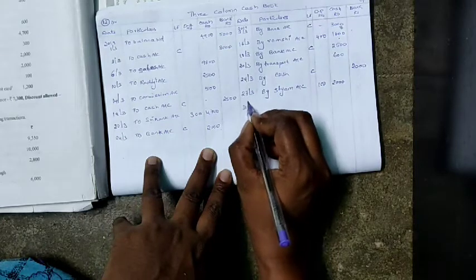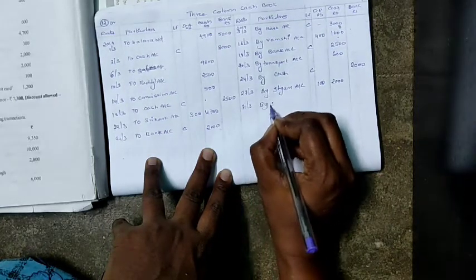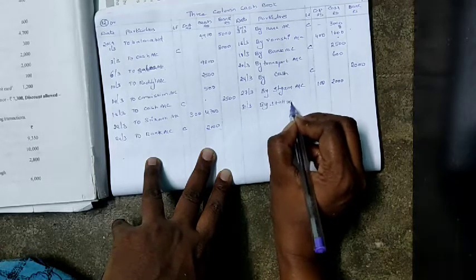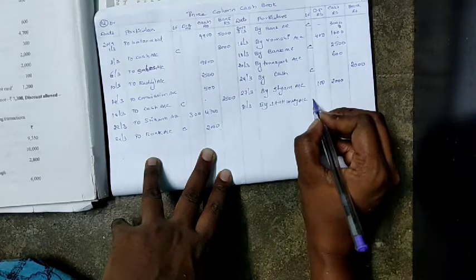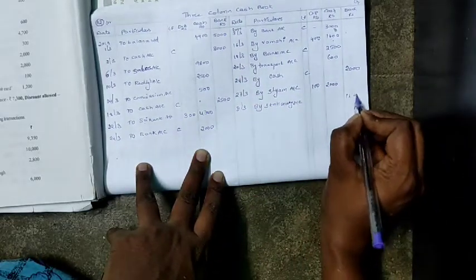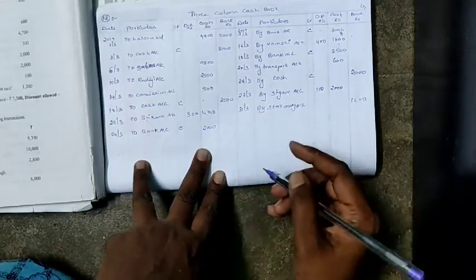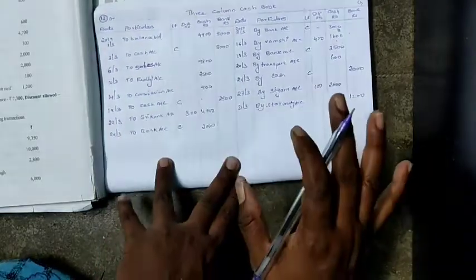Next, paid for purchase of stationery and paid through debit card. We have purchased stationery, which means a payment. So by stationery account. Here we are paying through debit card, which means bank, so the amount should be written in the bank column. Why? Because we are paying through bank. Okay, so all the transactions we have written.